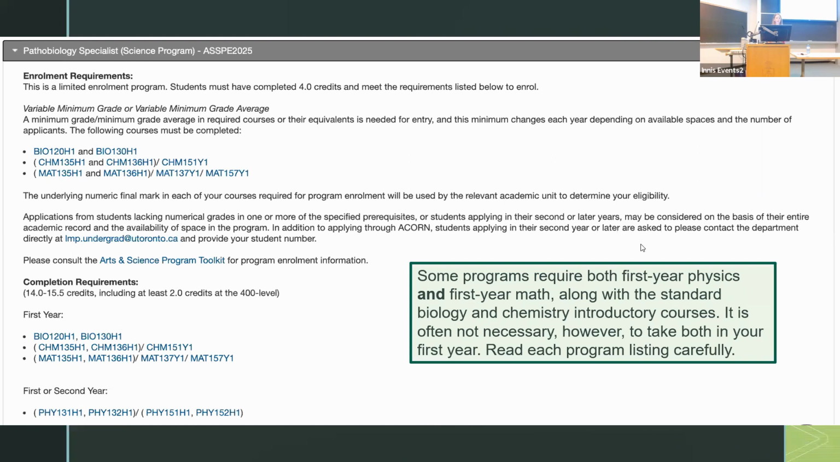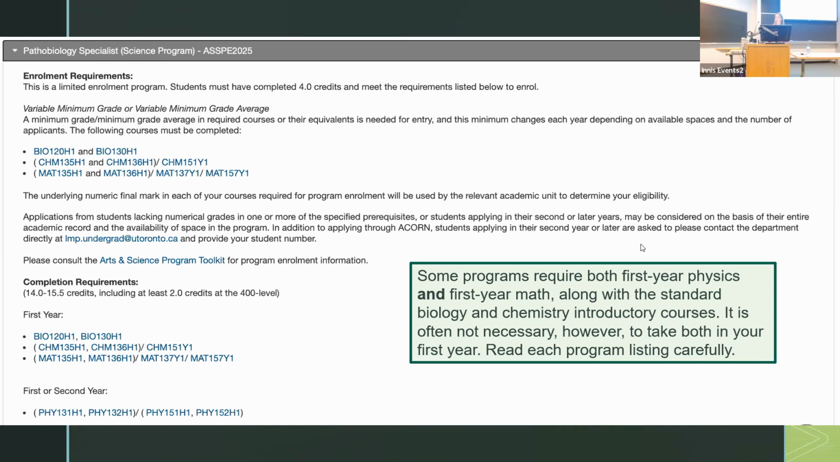But for the pathobiology specialist and many other programs, they're limited enrollment. So the department will give you specific criteria that you need to achieve before you can be admitted to the program. You apply to it, and then sometimes it's very clear what that criteria is. Sometimes it's just they'll take a certain number of spaces that they can offer. Students can take the best of the students who apply.